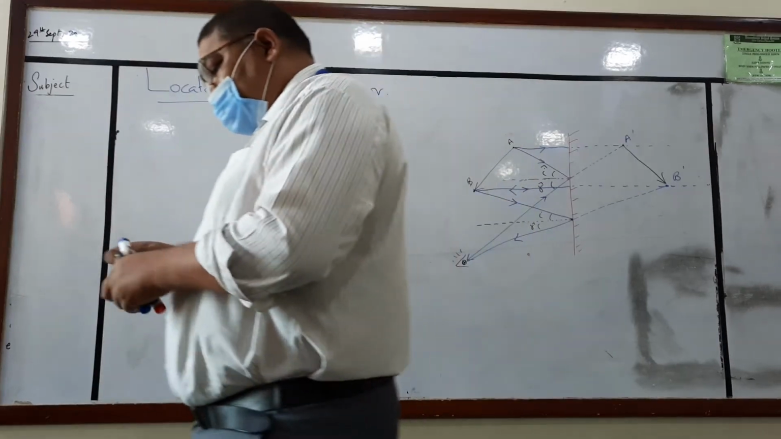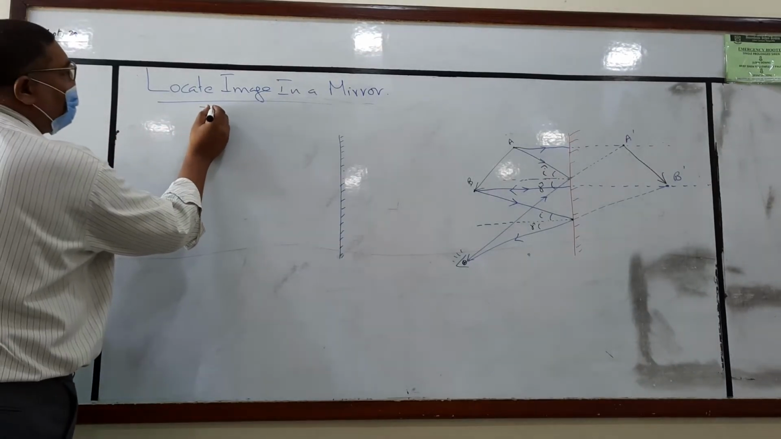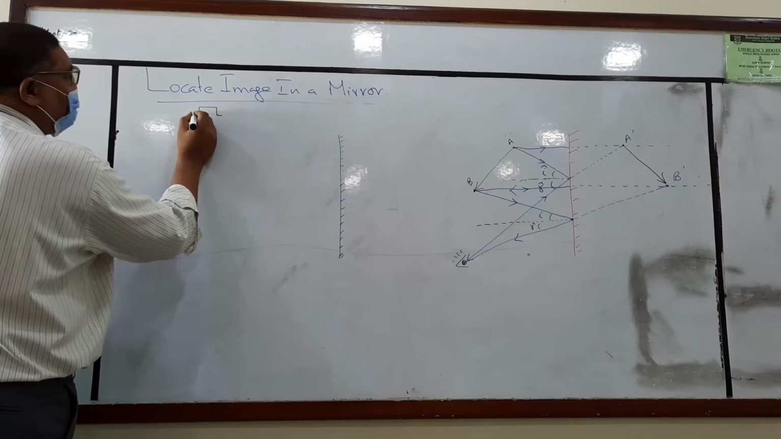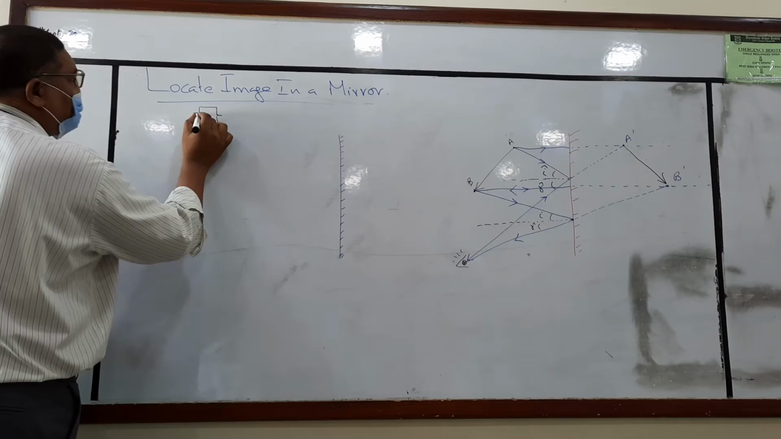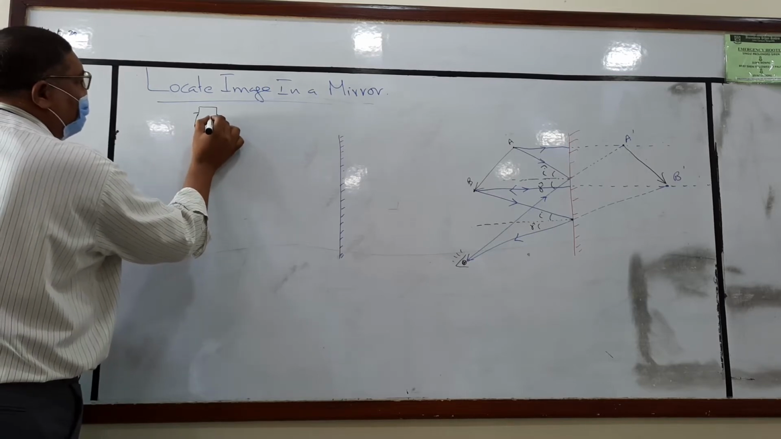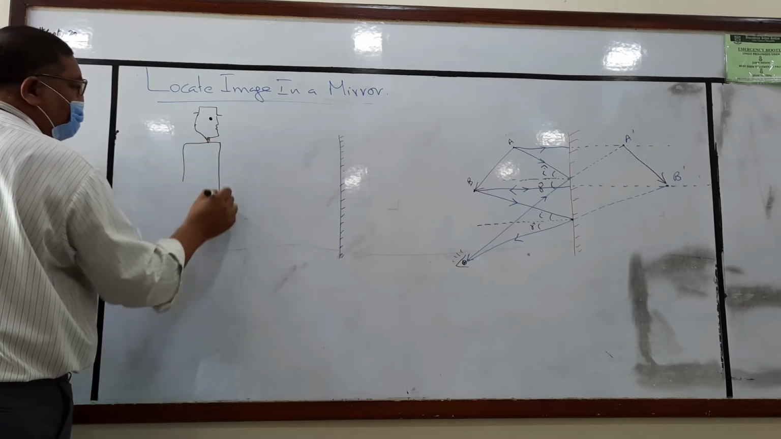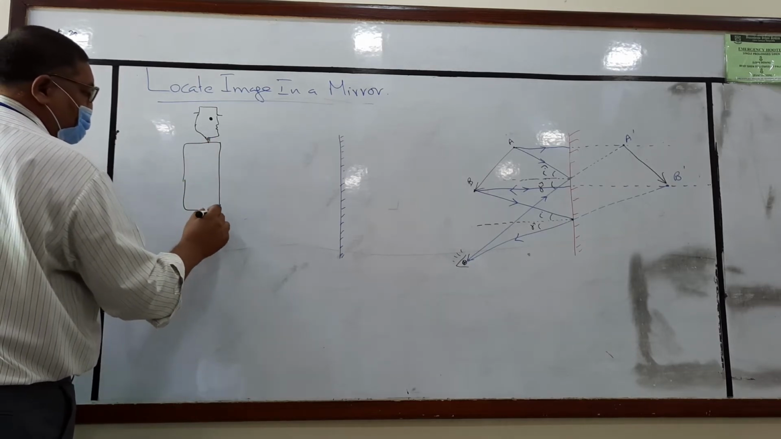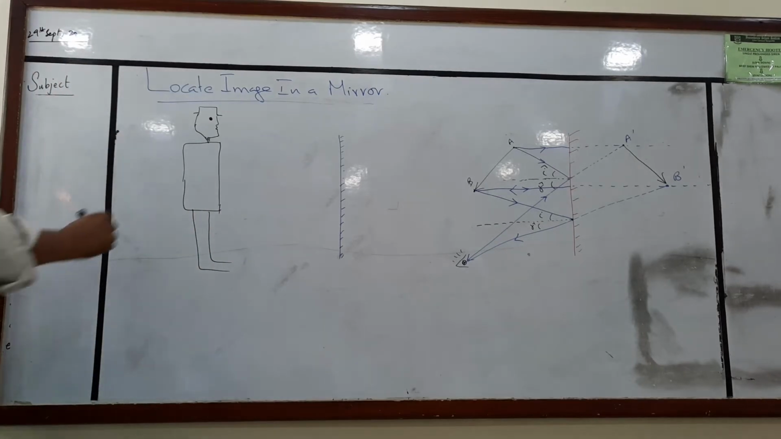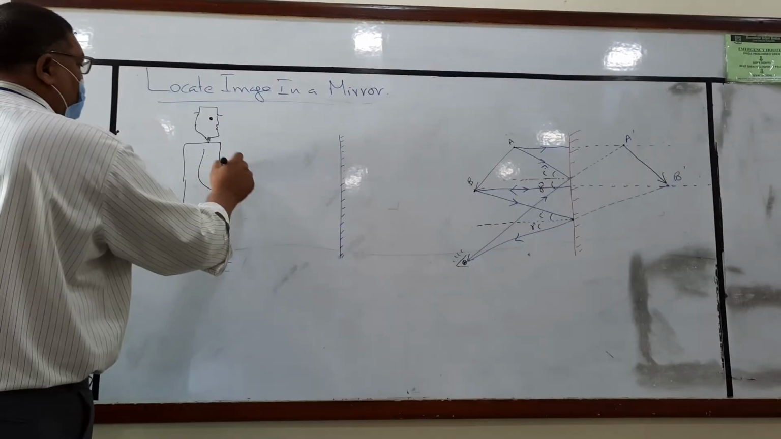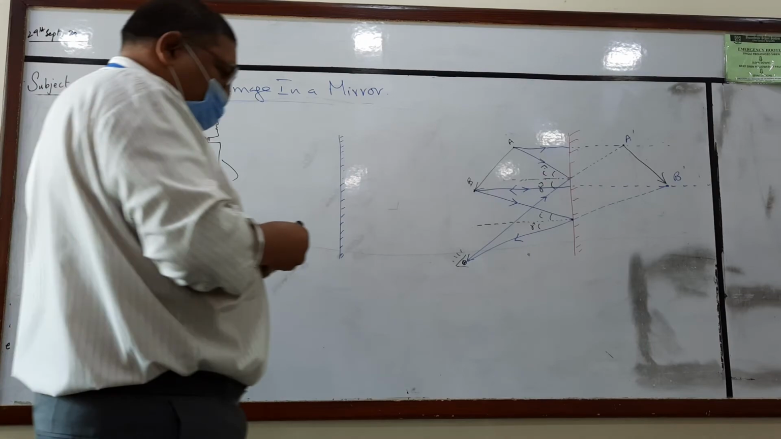Okay, here we have a mirror, and here we have a man. He's wearing a hat. Here are his eyes and his body. And his face. Okay? Now he's standing in front of the mirror.